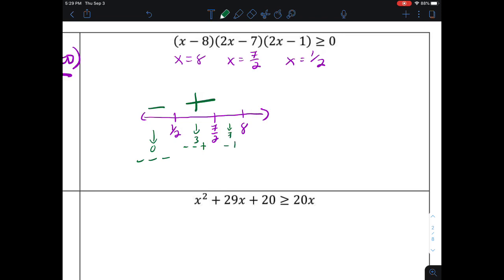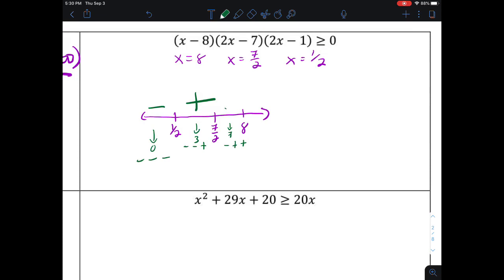2 times 7 minus 7, positive. 2 times 7 minus 1, positive. I have a negative number. And then lastly, I got to pick numbers bigger than 8. Let's go with 10. If I put 10 in, 10 minus 8, positive. 2 times 10 minus 7, positive. 2 times 10 minus 1, positive.